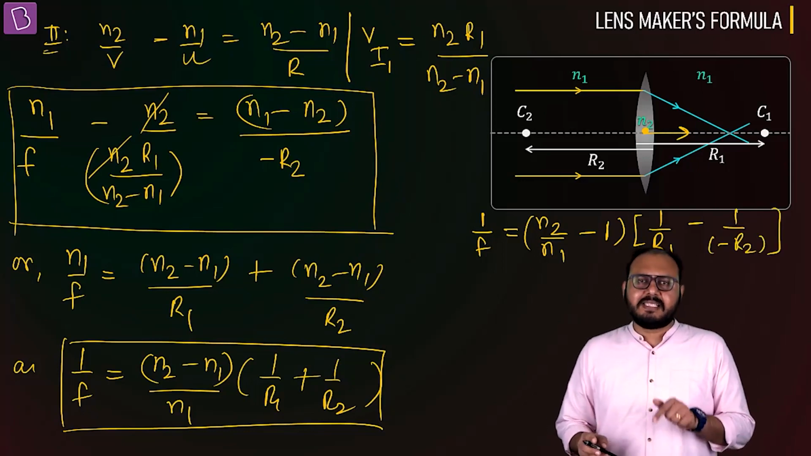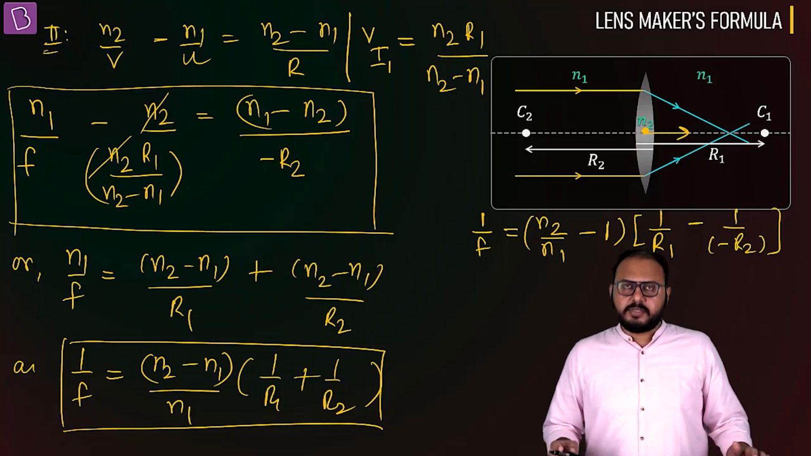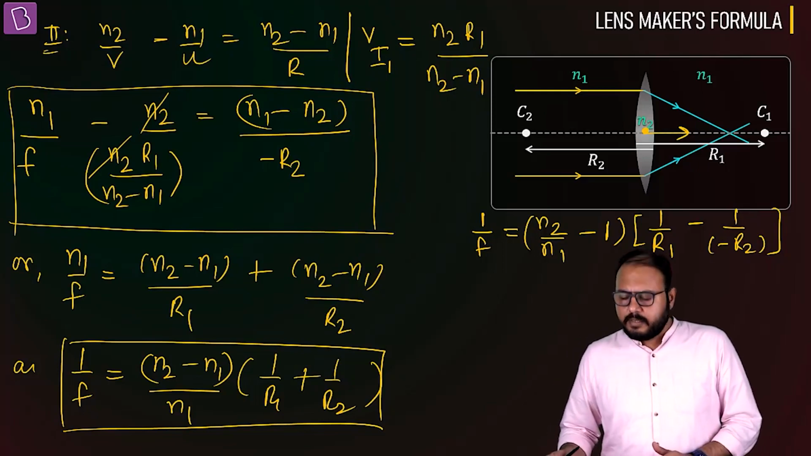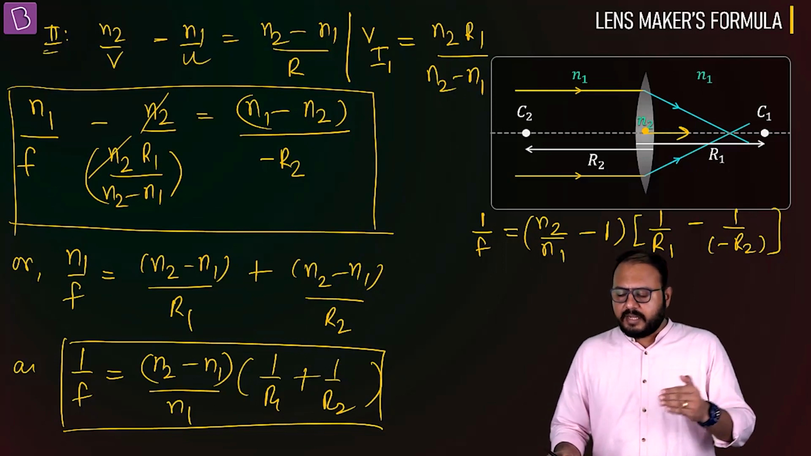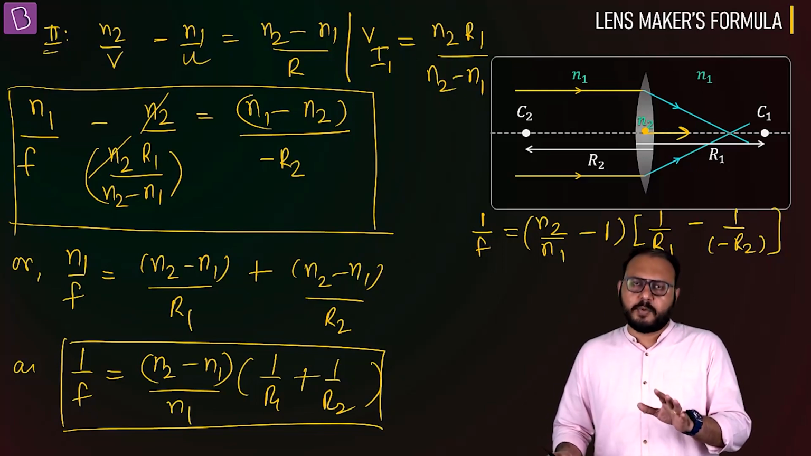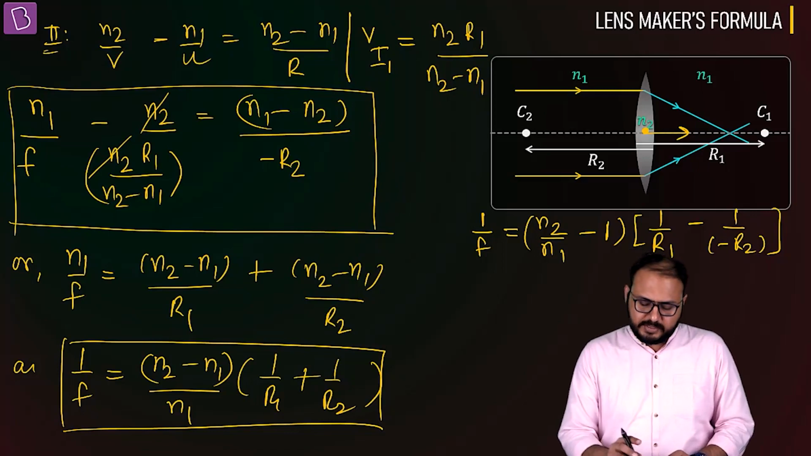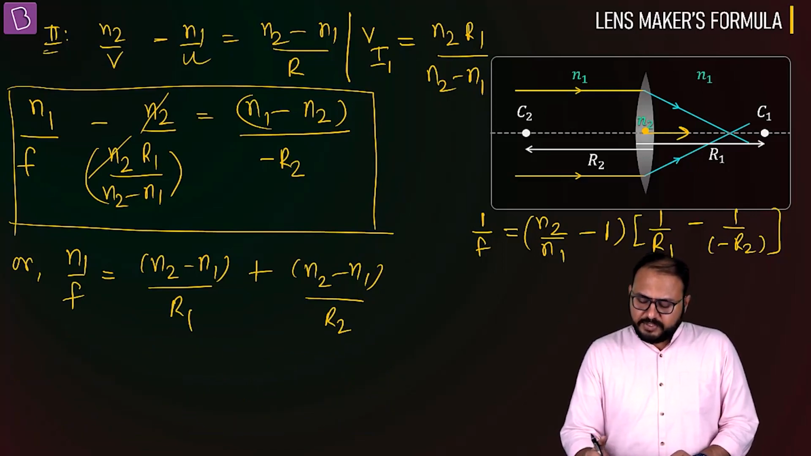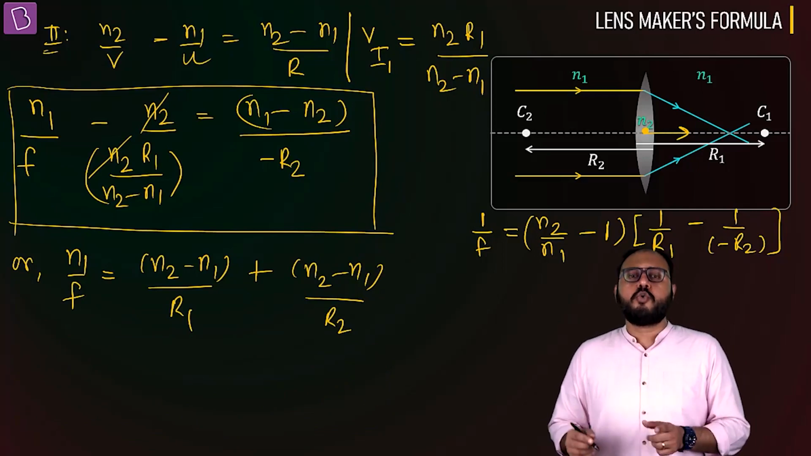I will erase the bottom thing. Can you see what I've done? Instead of plus, you have written minus. Why do I do that? Because the light is going in the right direction and the radius is positive, but the x coordinate is negative. And that's the reason why the formula which is written is true for a convex lens.